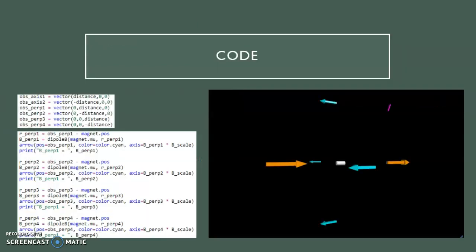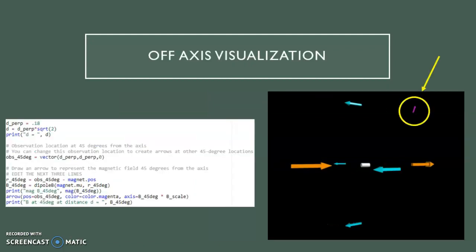I then rotated this model so that it's better to visualize the on-axis and perpendicular locations. I defined observations surrounding the magnet and used them to create our vectors. I then called a function to determine the magnetic field at the location and made arrows showing the magnetic field at those observation locations. Finally, I used d perp to determine the magnetic field at an off-axis location, as shown by the magenta arrow that's circled.